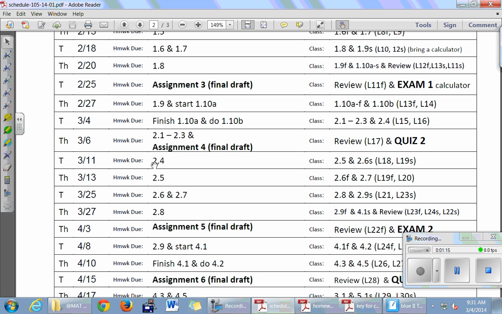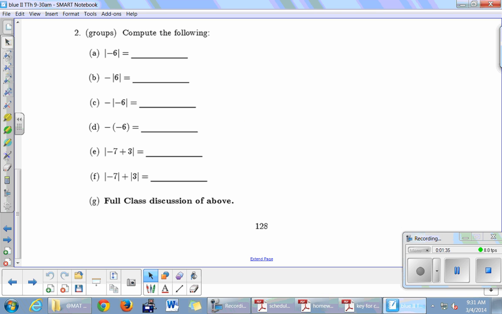Any questions on the calendar? All right, and just a heads up, why is there a big gap between March 13 and March 25? Spring break. All right, I'm gonna miss you guys. Okay, so that's the calendar, and I think that's that. All right, so let's take a look on page 128.